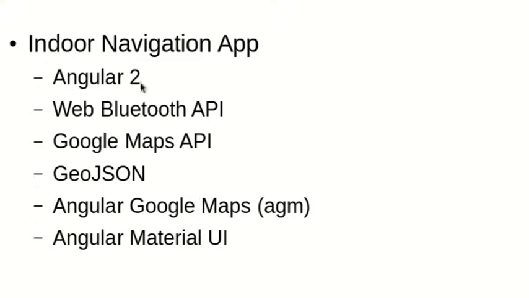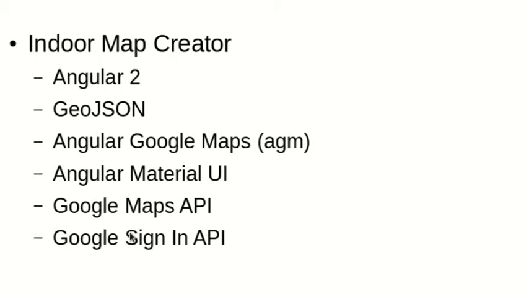Talking about the technologies, these are the main technologies I have used for building the indoor navigation application. I used Angular 2 for building the application, and the Web Bluetooth API is used for interacting with physical beacons. The Google Maps API is used for showing the map and for operations like highlighting features and switching between levels, and GeoJSON is used as the data format for representing the various features in a map. Angular Google Maps is a library for dealing with the Google Maps API, and I have used Angular Material for the user interface.